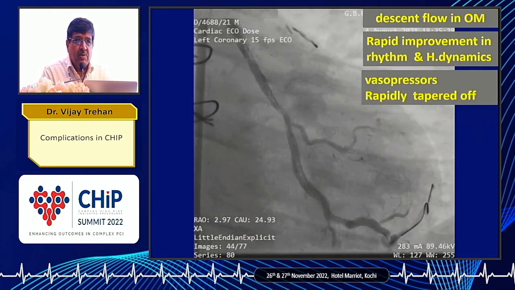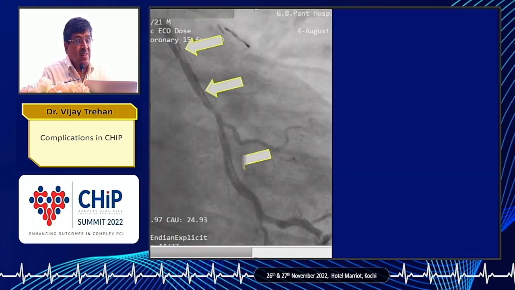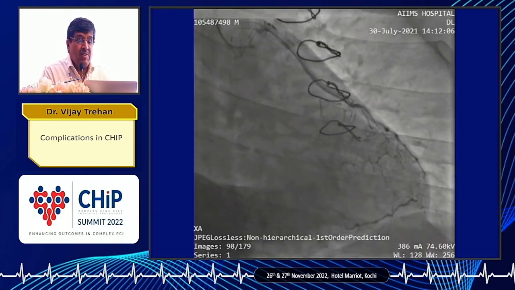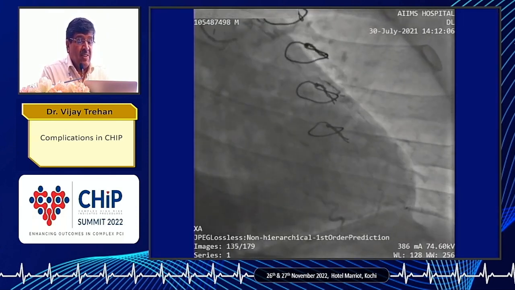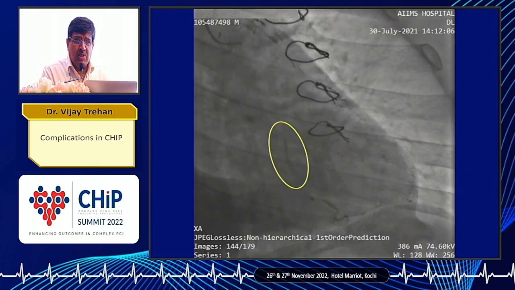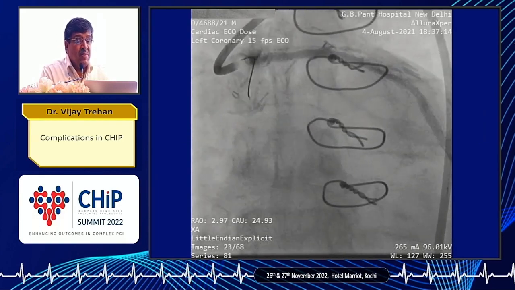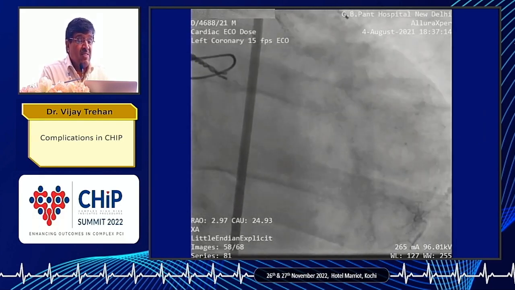And this patient was wheeled out of the cath lab conscious, but with this residual thrombus. If we compare this residual thrombus with the pre-shots, in the retro shot, if we focus on this area, there was no thrombus here. So it has formed. How did it form? I really do not know. Finally, I just floated a wire at the aortic ostium, just to check whether I had made any problem at the aortic ostium or not. And there was no problem there. So I think we called it a day.